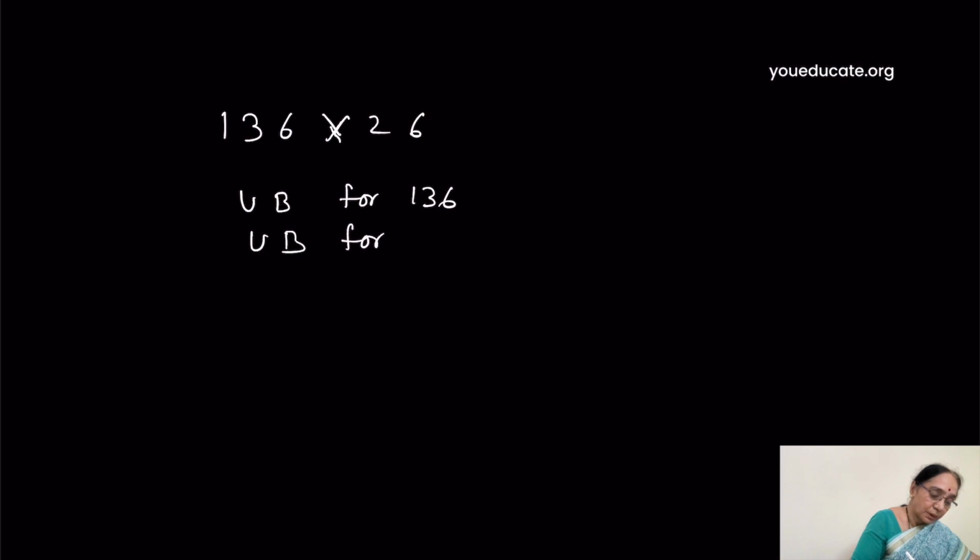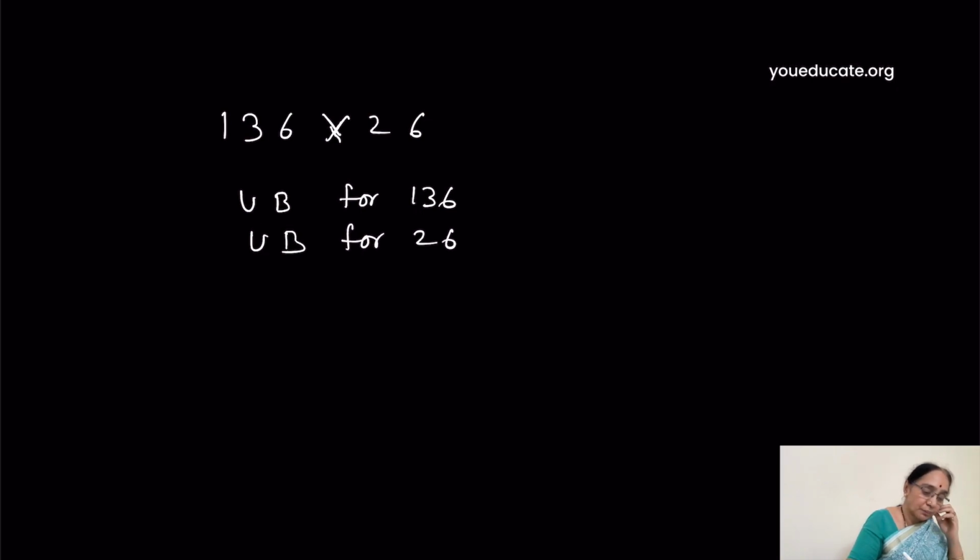See, for example, if you have 136 times 26, these two numbers are given, these are quantities, these are measurements that are given to the nearest whole number. I want the upper bound and lower bound for the product. So when you multiply two large numbers, the product is definitely going to be larger than when you multiply two other smaller numbers. Keeping this idea in mind, we will see what is the upper bound for 136 and what is the upper bound for 26.